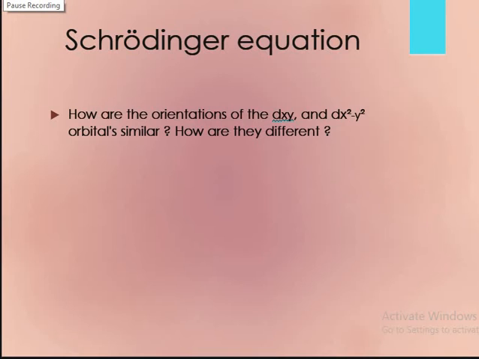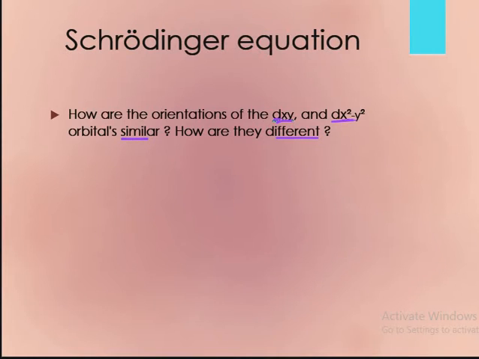Now, after we study the different types of atomic orbital, let's try to solve this problem. How are the orientation of the dxy and dx²-y² orbitals similar, and how are they different? To solve this problem, the first thing we should do is draw the two atomic orbitals, okay? Then we can know what is similar and what is different between them.